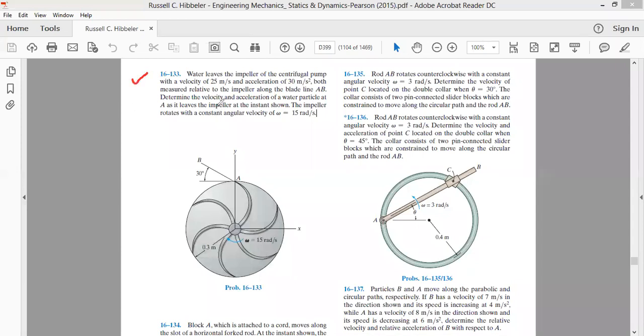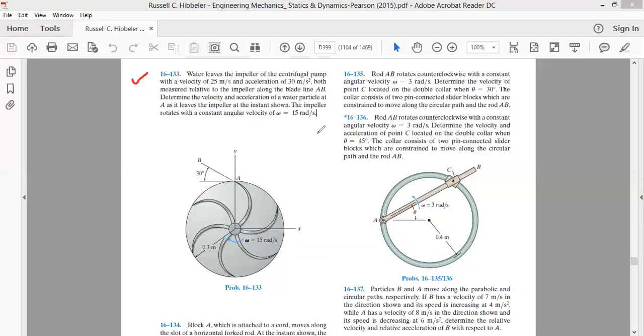The question says, water leaves the impeller of a centrifugal pump with a velocity of 25 meter per second and an acceleration of 30 meter per second square, both measured relative to the impeller along the blade line AB. Determine the velocity and acceleration of the water particle at A as it leaves the impeller at the instant shown. The impeller rotates with an angular velocity of 15 radian per second.